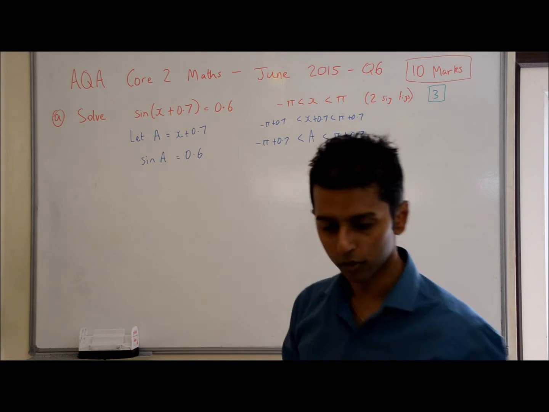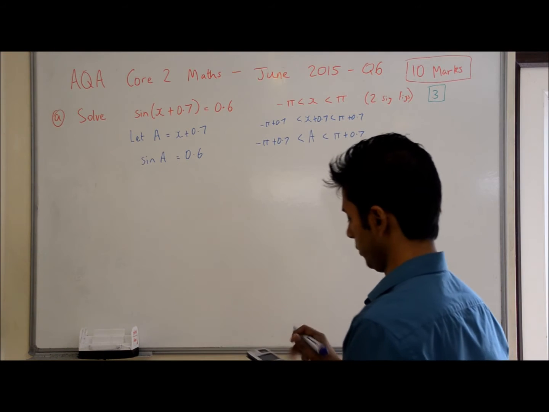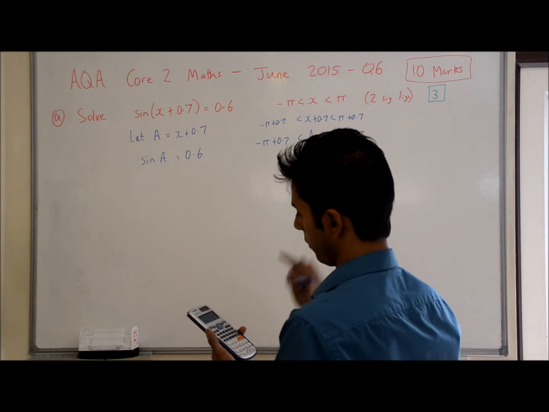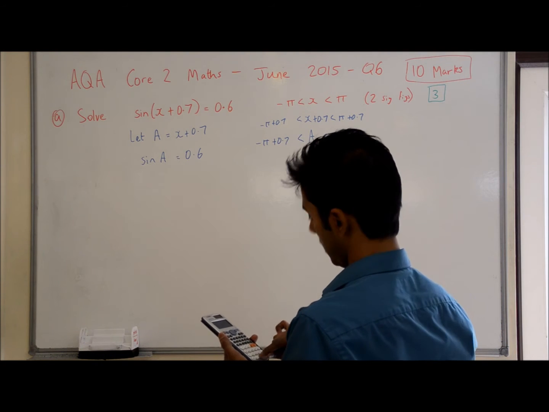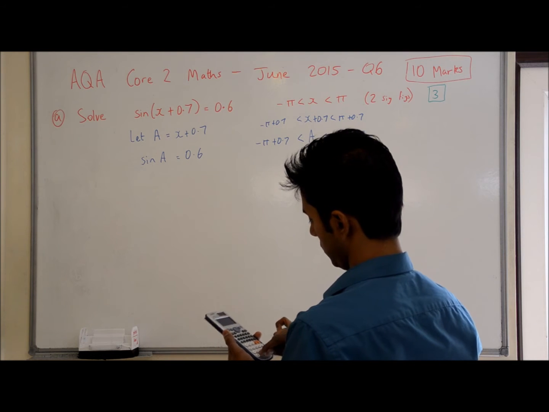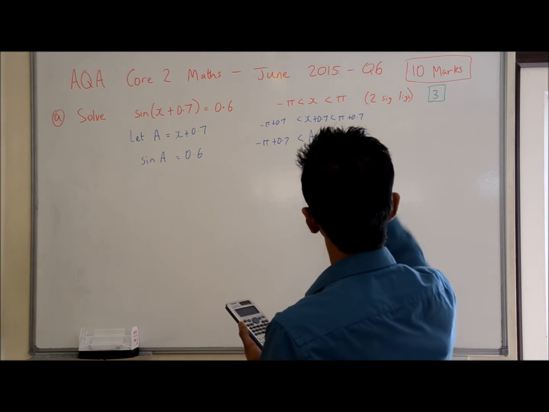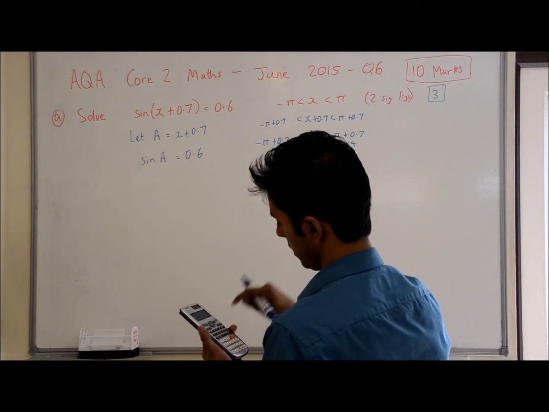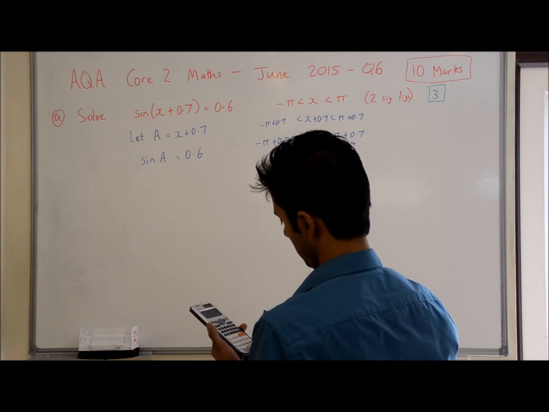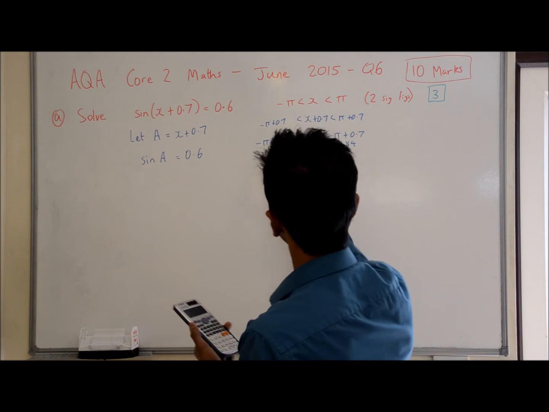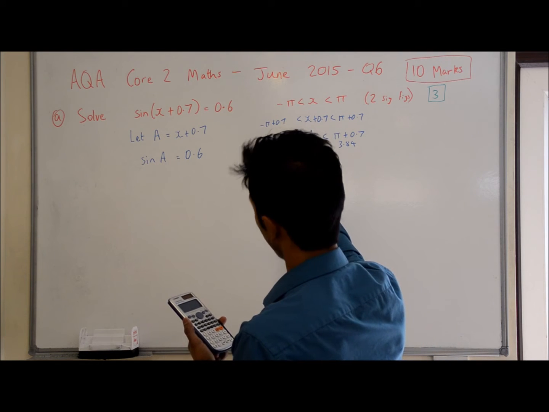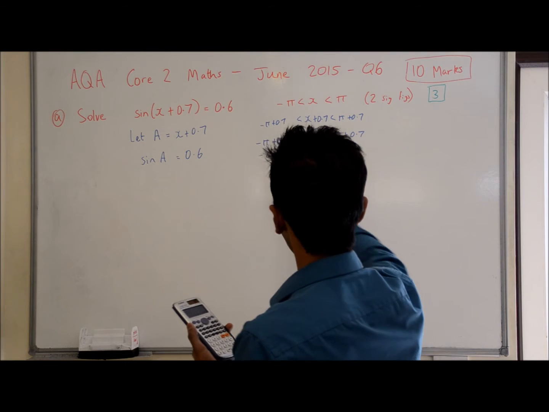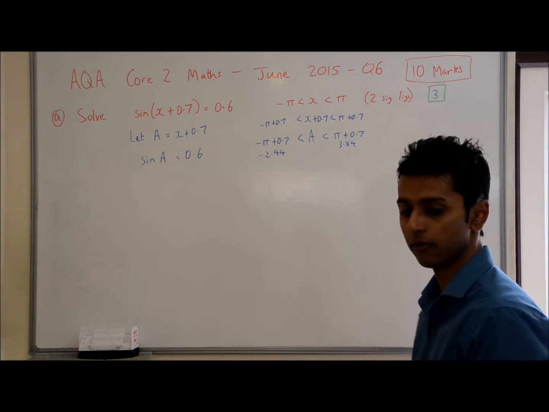That might not be that useful to you at the moment, so I'll put a decimal equivalent of these. Pi plus 0.7 is roughly 3.84, and minus pi plus 0.7 is minus 2.44. So A needs to be between there and there.